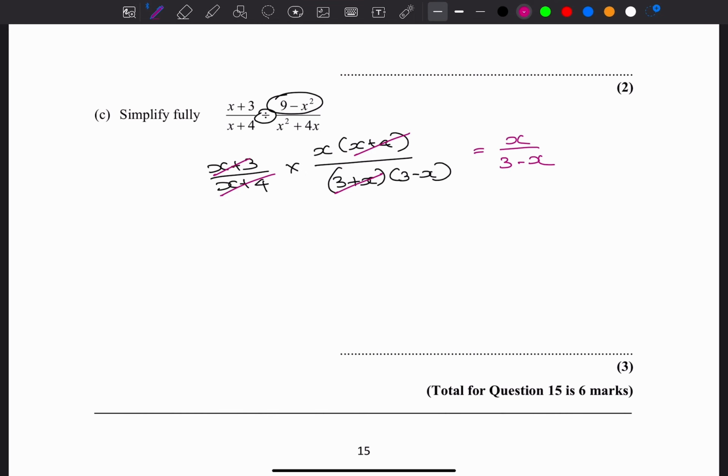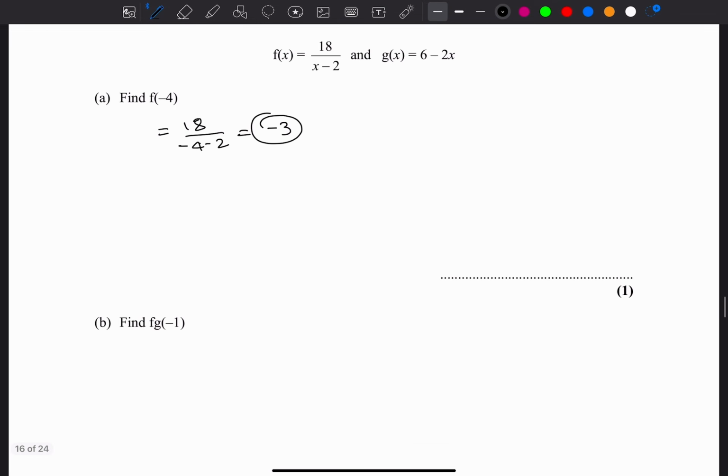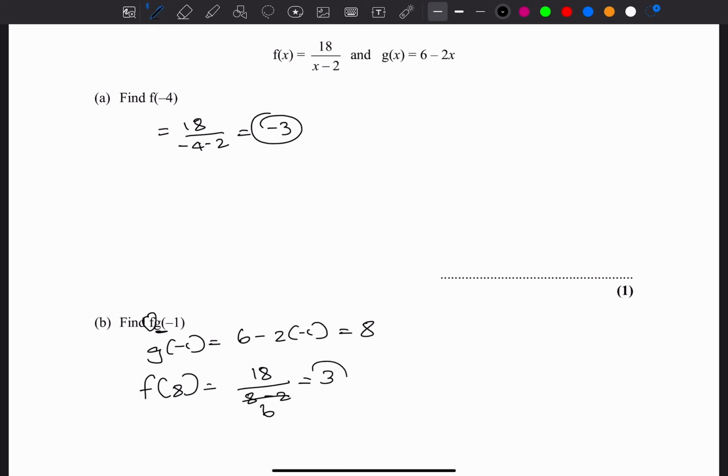Okay, next one. Right, in a direct and inverse function, f of minus 4 is 18 over minus 4 minus 2, that's minus 6, so minus 3 is the answer. Okay, fg of minus 1: first always g of minus 1, g first, because it's the second one. 6 minus 2 bracket minus 1 gives you 8. Then you go into the first one, f of 8: 18 over 8 minus 2, that's 18 over 6, that's 3.